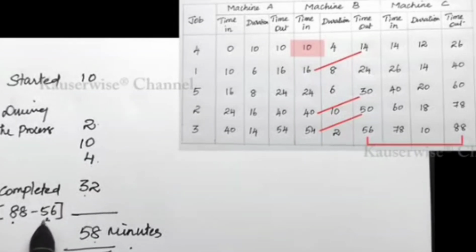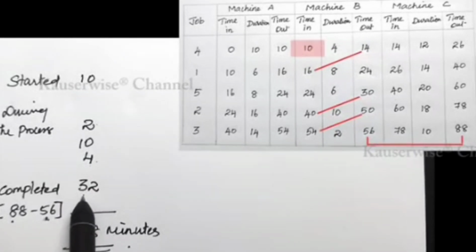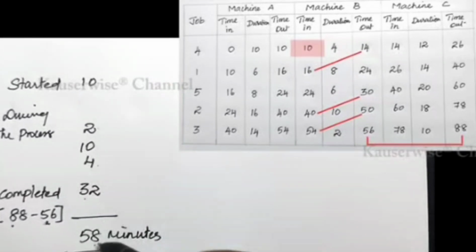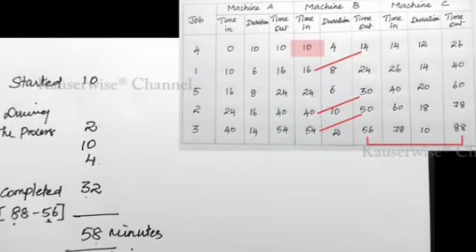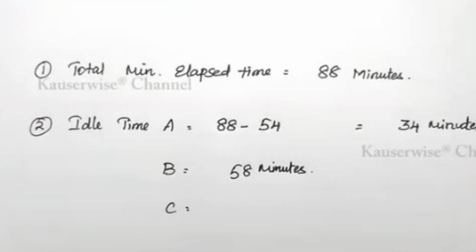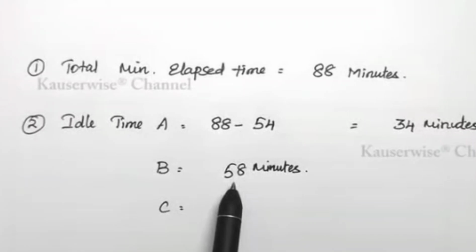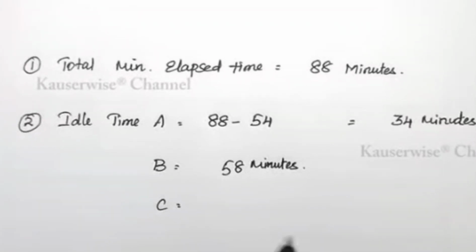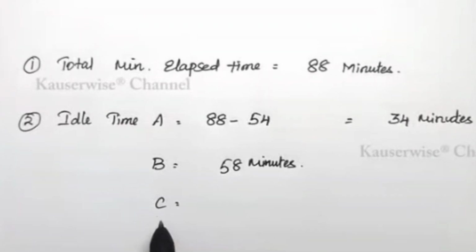So 88 minus 56 is equal to 32 minutes idle. So total idle time for machine B is 58 minutes. Okay, say idle time for machine B is 58 minutes. Now in the same way we need to find out idle time for machine C.